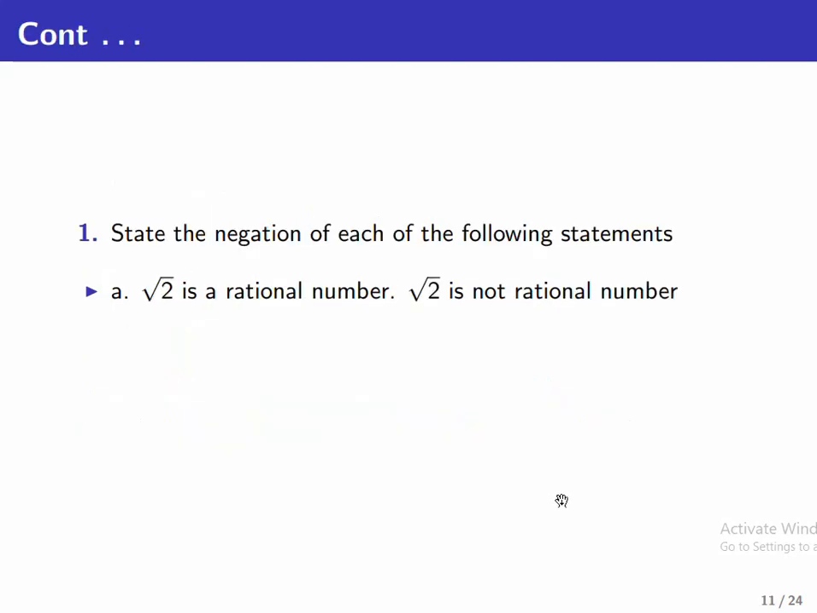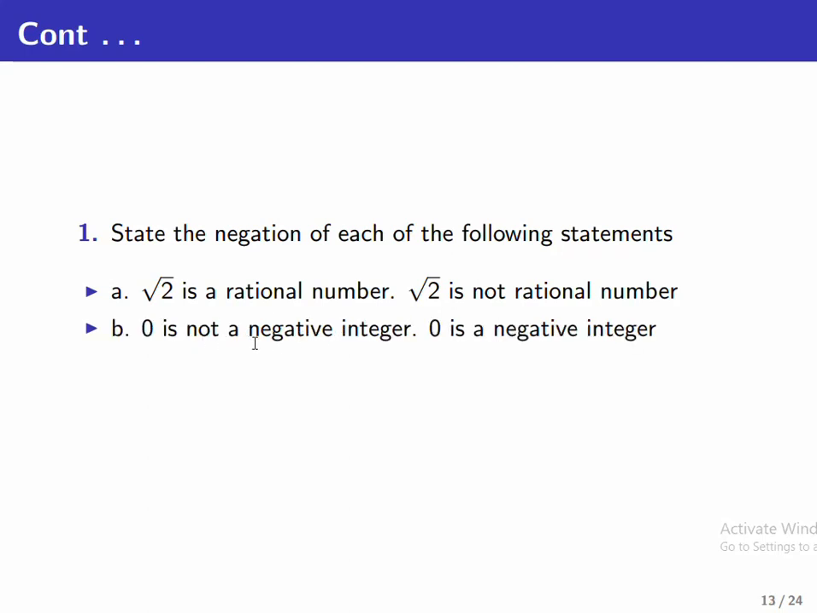Another question from the exercise is: state the negation of each of the following statements. A. Square root of 2 is a rational number. How can we state the negation of this statement? The negation becomes: square root of 2 is not a rational number, or in other words, square root of 2 is an irrational number.